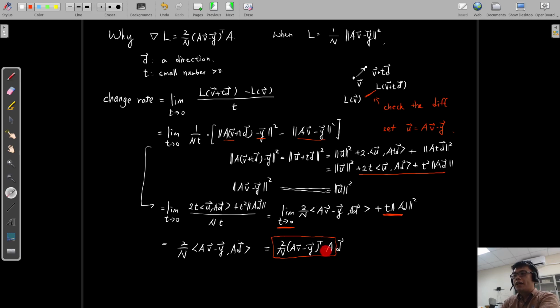And this is the row vector, this is the column vector. When d is of the same direction as here, this quantity will increase the most. So this one is the gradient. Okay, so I will stop here.